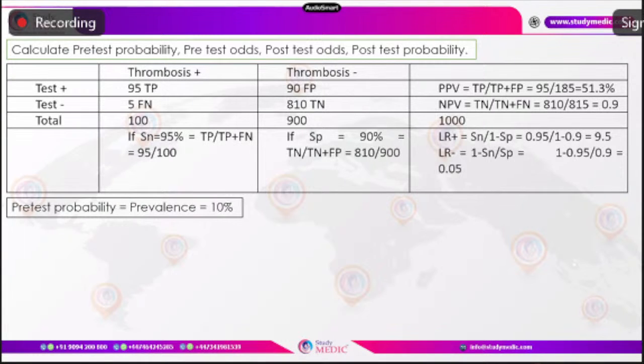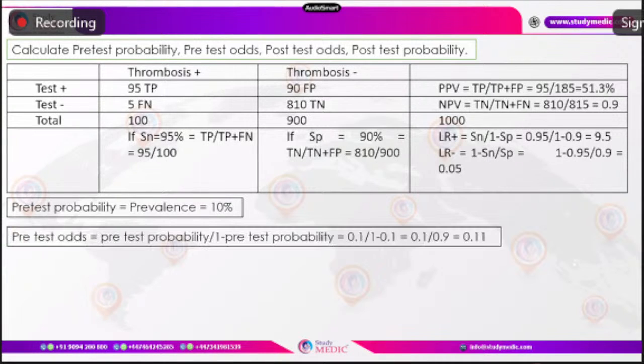Now, what is pre-test odds? You have to always remember the relationship between the probability and odds. The formula is odds is equal to probability divided by 1 minus probability. Now, here, what is probability? 10%, 0.1. 1 minus 10%, that is 0.9, which is equal to 0.11. That is 11% is the pre-test odds.